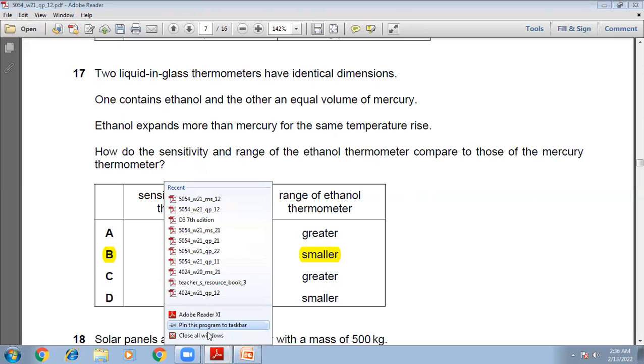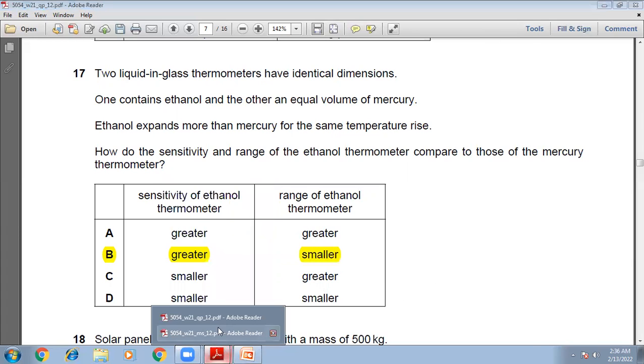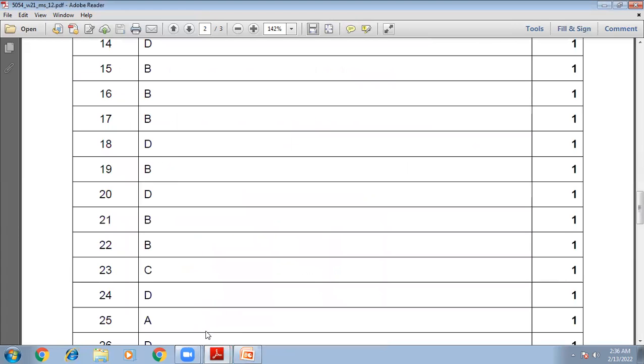Question number 17. So let's check. B is the right answer, sir.